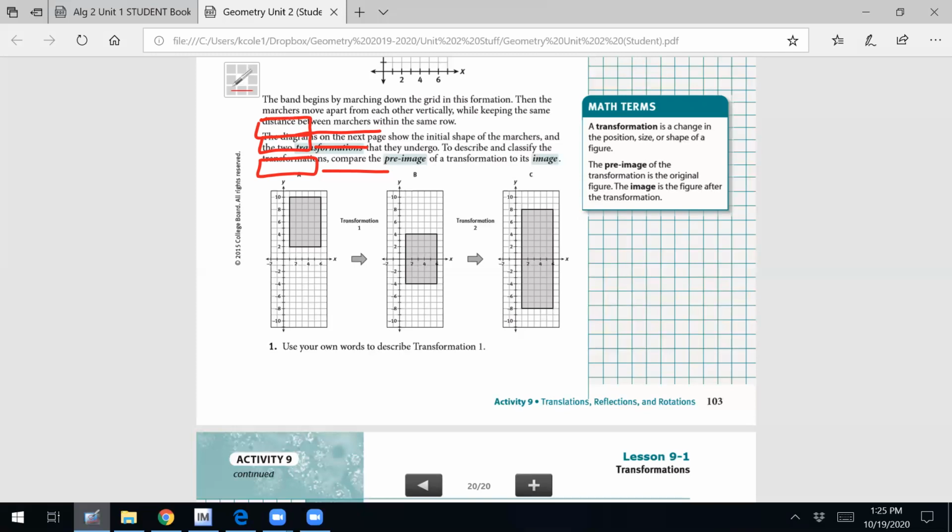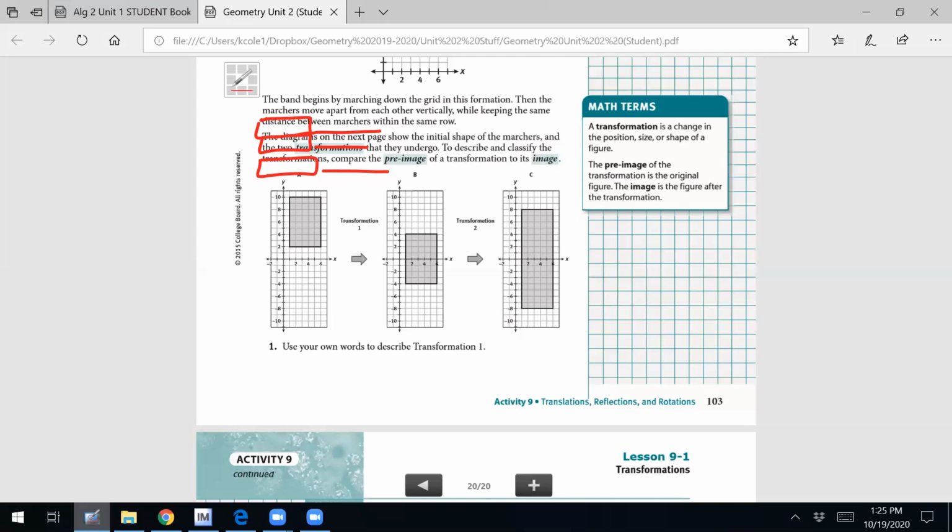Okay, so if I'm in the band, I've got people on both shoulders. We're marching together in the same row, and these people are directly in front of me, and I've got people directly behind me. So when we go from here to here, my shoulder partners are not moving. The people in front of me step away, and the people behind me step away. So we're spreading out those rows. Okay, so that is a vertical stretch.